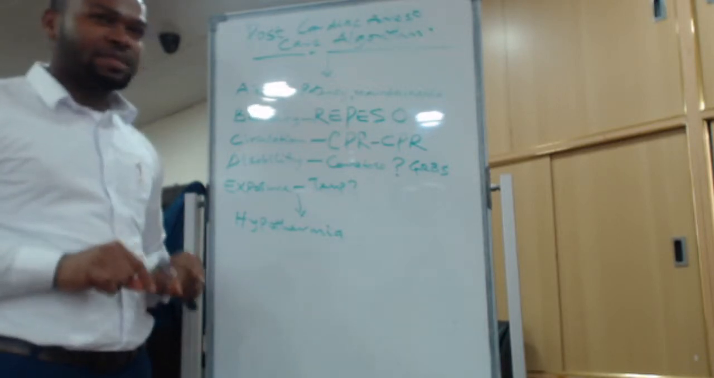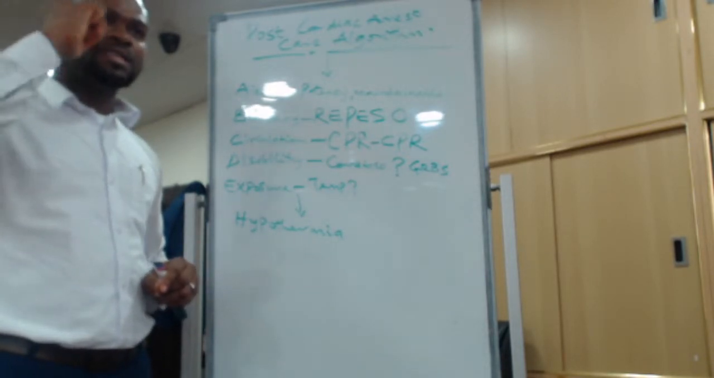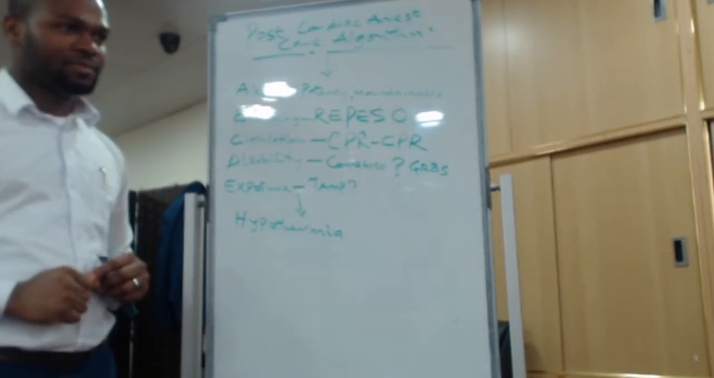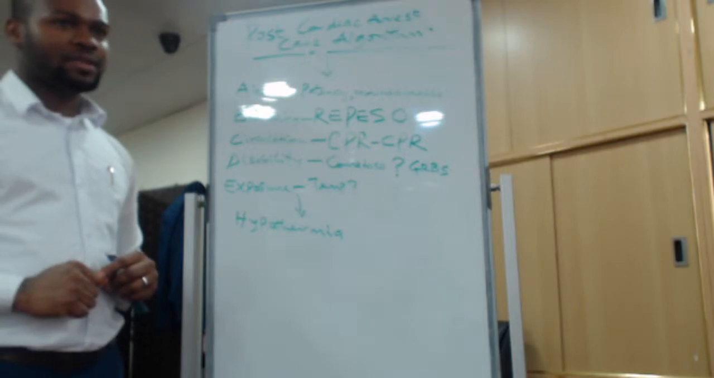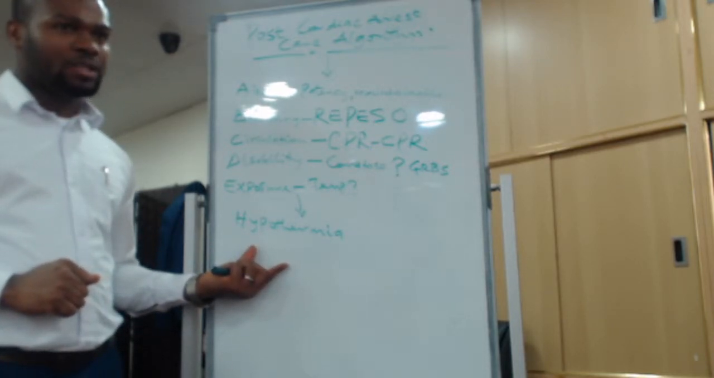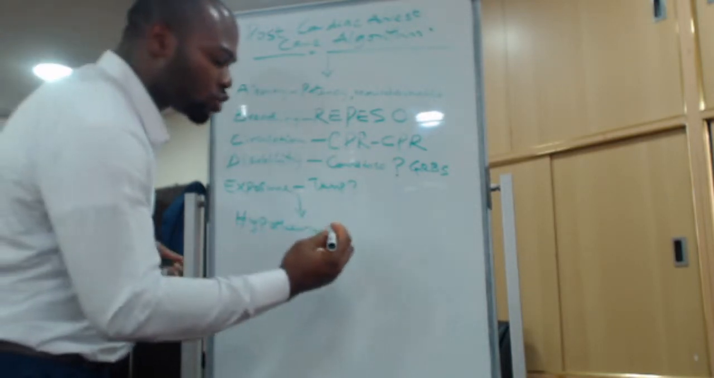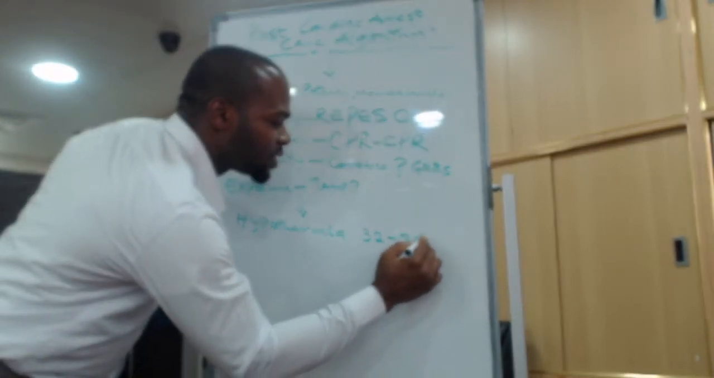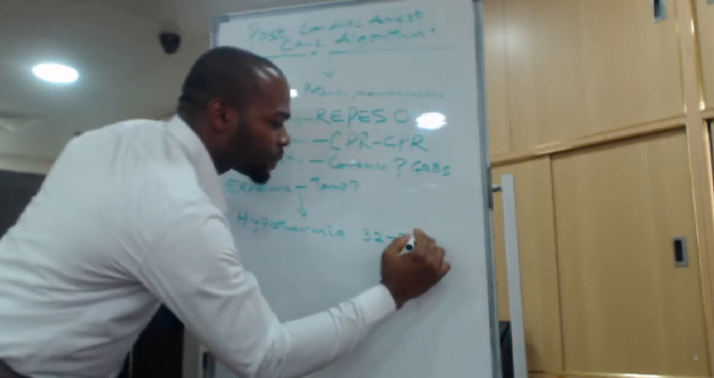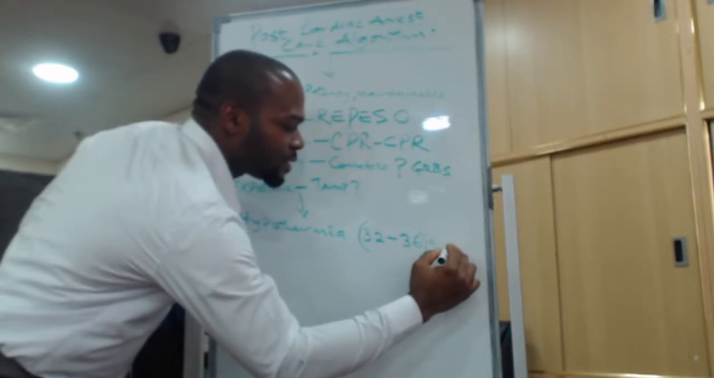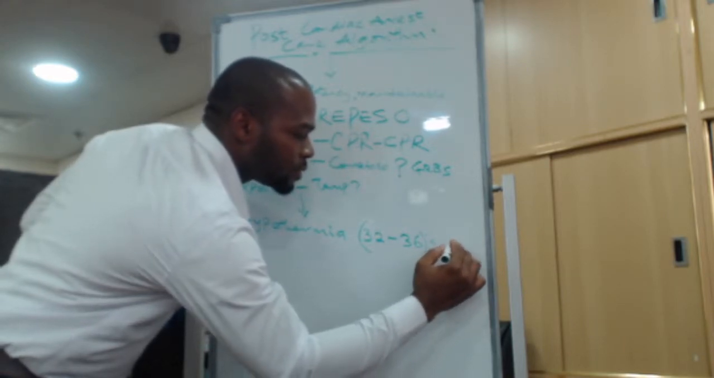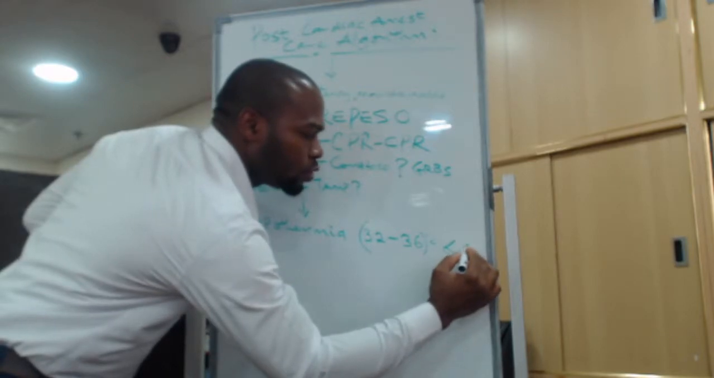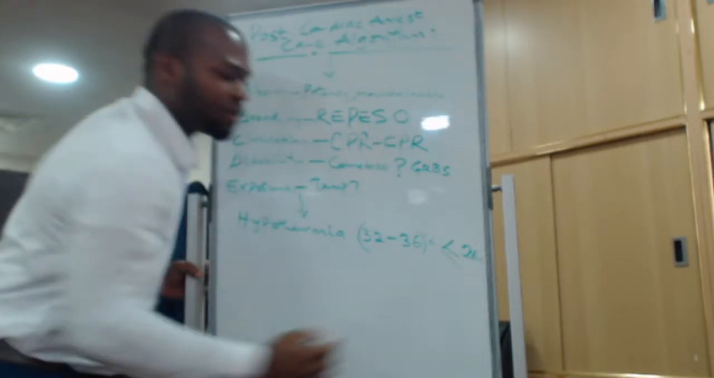Up to this moment, there is only one intervention that has been found to improve neurological function of a patient post-cardiac arrest. What is that? Cooling the body temperature. So what is the recommended temperature to cool? 32 to 36 degrees Celsius, okay? For at least, not less than or equal to 24 hours, okay?